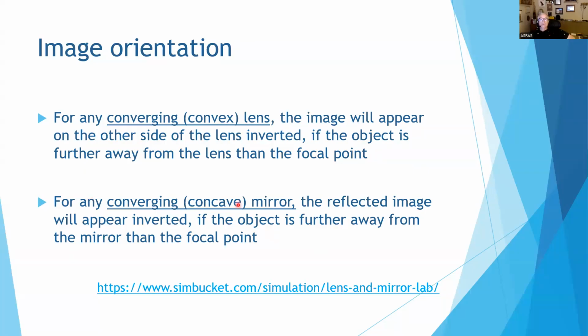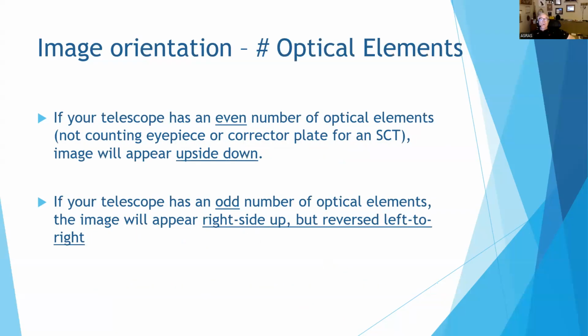For a converging mirror, the reflected image will appear inverted if the object is further away from the mirror than the focal point. And I won't go back to this, but you can demonstrate this in these simulations that I showed you earlier. One rule of thumb uses the number of optical elements. It's written that if your telescope has an even number of optical elements, not counting the eyepiece or corrector plate, the image is going to appear upside down. If your telescope has an odd number of optical elements, the image will appear right side up, but reversed left to right.